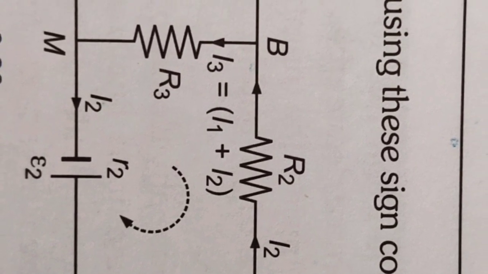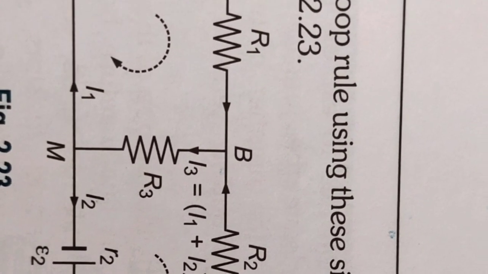Now let us apply the loop rule using the sign convention to the circuit. Loop ABMNA: -I1R1 - I3R3 - I1r1 + e1 = 0. Therefore I1R1 + I3R3 + I1r1 = e1. This is equation number 32 of the chapter current and electricity.